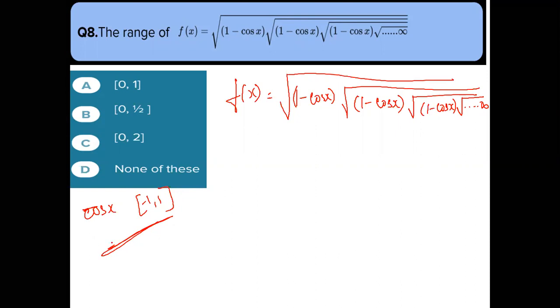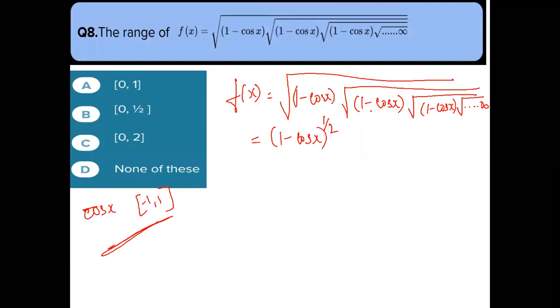Somewhere we have to use this, but before that we have to reduce this. How to reduce this? If you look at the first part of the function, it has only one square root, the square root of 1 minus cos x, correct? So we can write it as 1 minus cos x to the power half, because it has only one square root.